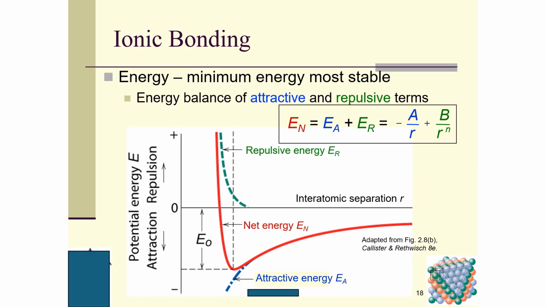And if the distance is below the equilibrium distance, we have repulsion. At one state the repulsive energy and the attractive energy are equal. So we have reached the energy balance of the attractive and repulsive terms here. E_N equals E_A plus E_R, right? So E_A is attractive and E_R is repulsive.